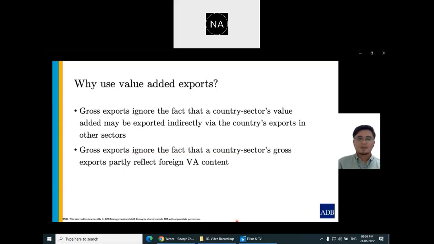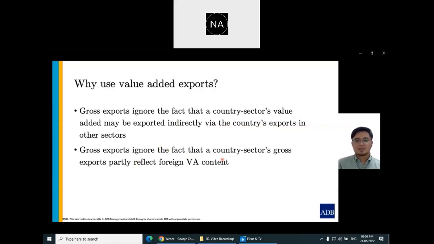Now, what's the problem with traditional RCA? Again, it makes use of gross exports. And gross exports ignore the fact that a country sector's value added may be exported indirectly via the country's exports in other sectors. A conceptually correct measure for this should include indirect value-added exports.